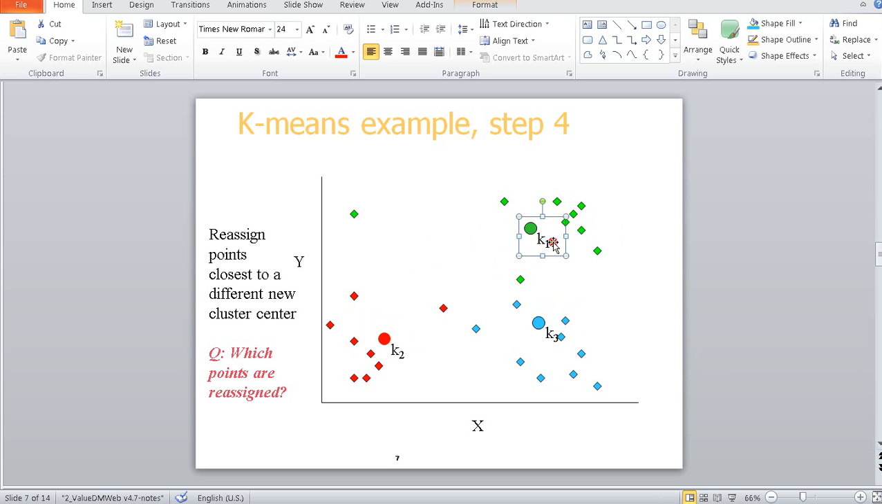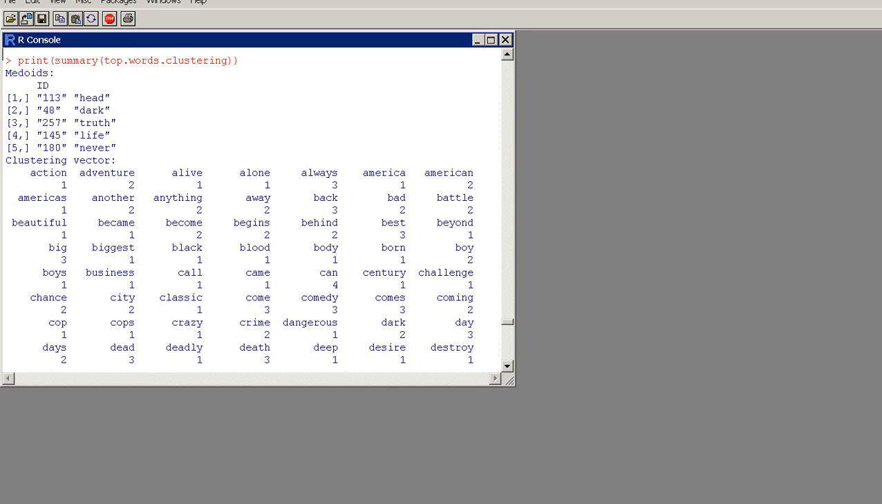So maybe this is the closest dot here to the center, so we'll say this is the center, and maybe this is the closest dot to this one, so we'll say this is the center. So anyway, we can force the center to be on a dot. If we do that, then the centers of each group are certain words. For group 1, it's head. For group 2, it's dark. For group 3, it's truth. For group 4, it's life. For group 5, it's never.